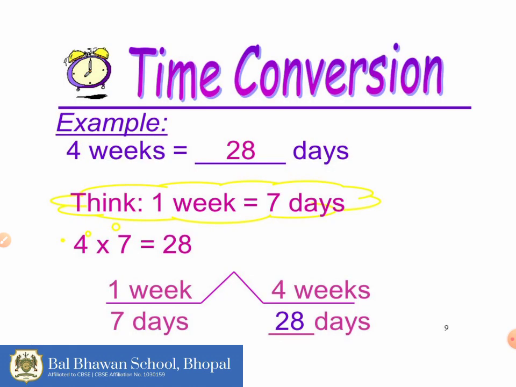Let us consider an example. You have to convert 4 weeks into days. So for this, you will think that 1 week is equal to how many days? Of course, 1 week is equal to 7 days. So you are going to write as 1 week is equal to 7 days. So 4 weeks will be equal to 4 into 7, that is 28 days.